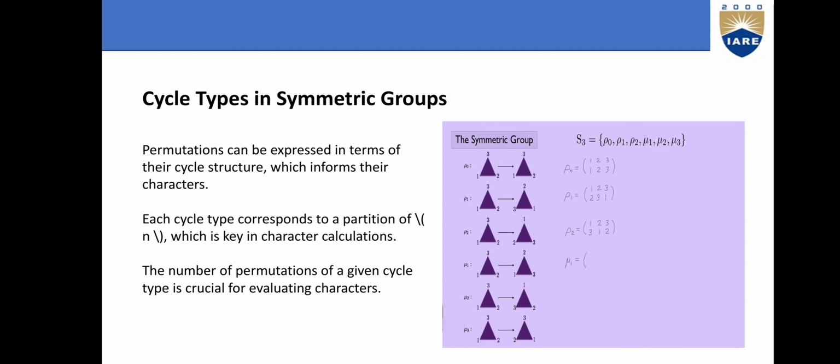Cycle types in symmetric groups. Permutations can be expressed in terms of their cycle structure, which informs their characters. Each cycle type corresponds to a partition of n, which is key in character calculations. The number of permutations of a given cycle type is crucial for evaluating characters.